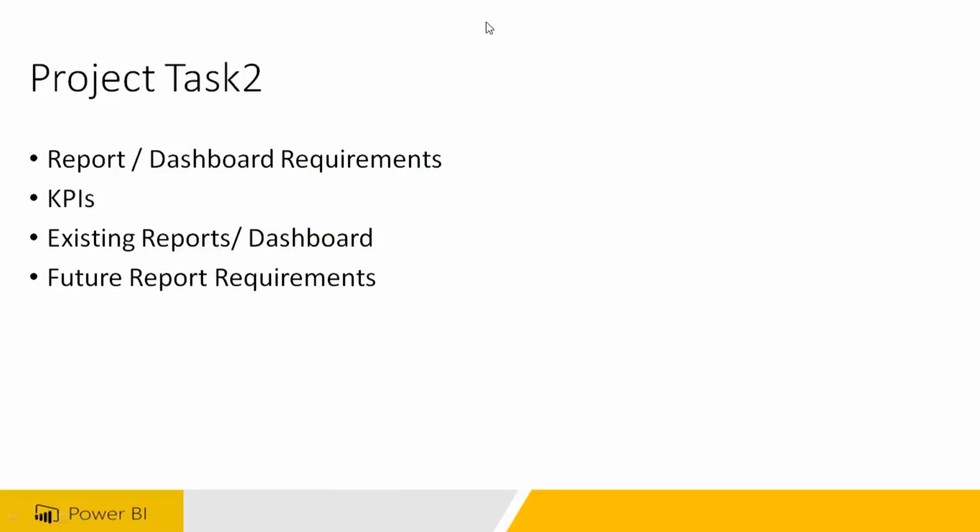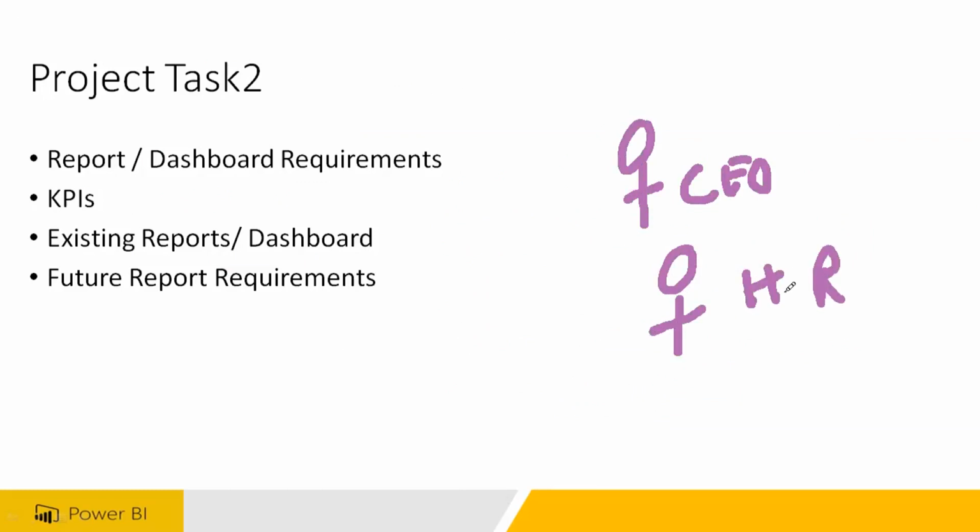Go Online Trainings means you will have a CEO of the company. He will have different requirements. There is an HR in the company. They will have different requirements, different reports. There is a call center team. So they will have different data. They wanted to see different reports.